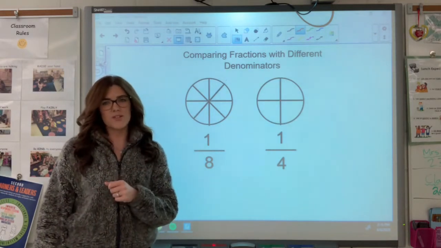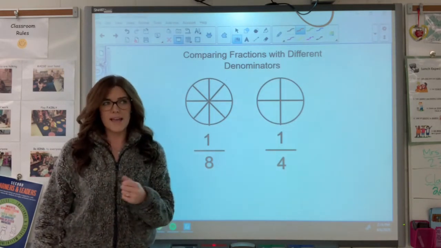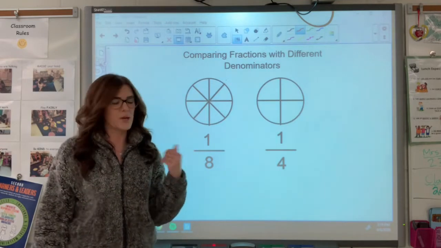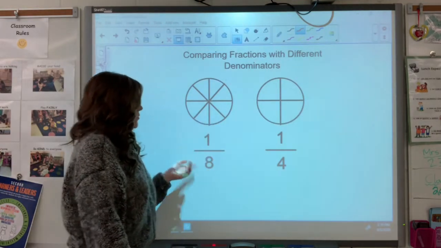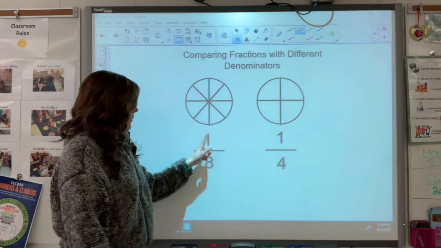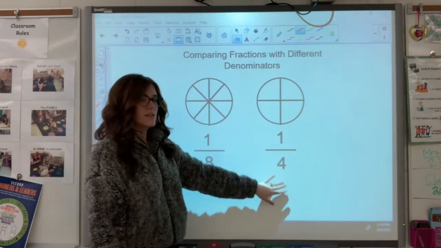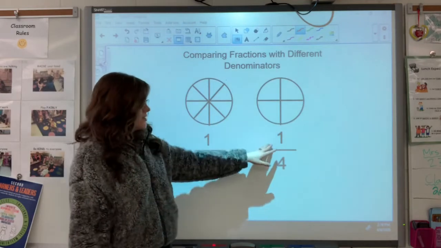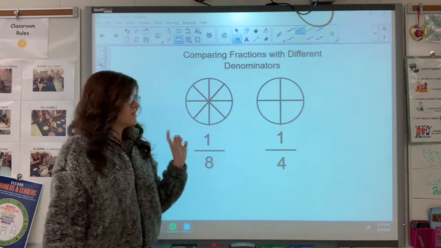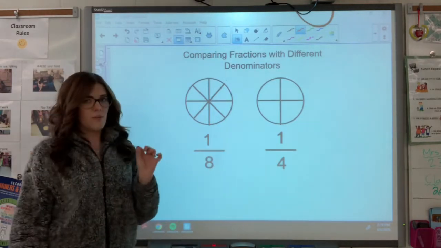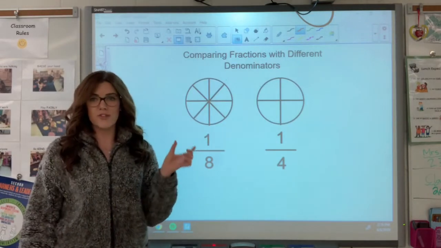When you're comparing fractions with different denominators, you cannot look at just the numerator. So I have an example here where the numerators are the same, okay? I have one fraction cut into eighths, and then I have another one cut into fourths. Now the numerators are the same. We can't rely on those because when you have different denominators, your pieces are going to be different sizes.